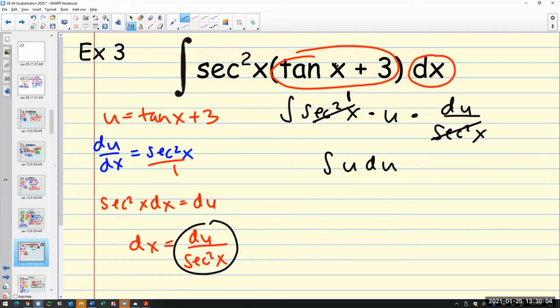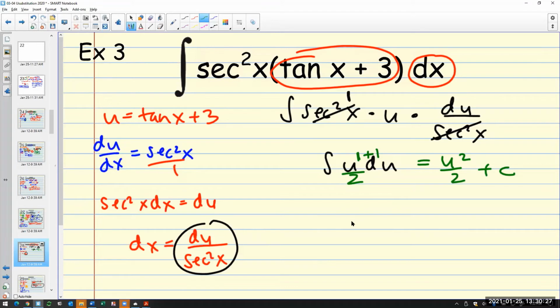I started out with this complicated looking integral, and now this is the only integral I have. I actually need to integrate this, okay? What power is really here at the u? 1. So add 1. My new exponent is 2. Divide by 2. So do you see you get u squared over 2 plus C? And that is your answer.